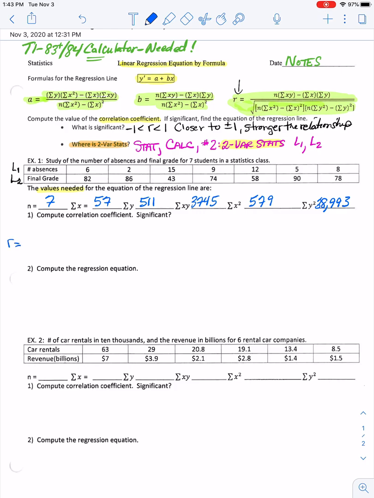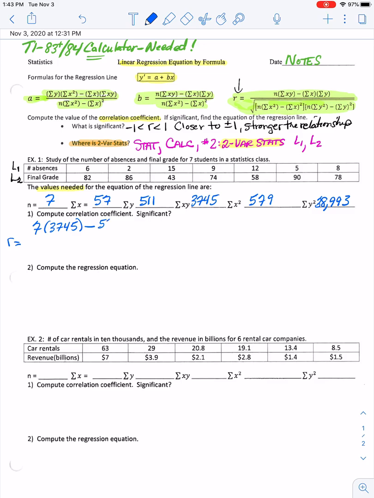We're going to follow right across from up here at the top. Start with N, 7, times the sum of the xy, which is 3,745, minus the sum of x times the sum of y, so that's 57 times 511, all over the square root of n times the sum of the x squared, so that would be 7 times 579. You see, it's like a puzzle. You've got to find all the missing pieces and plug them in there.